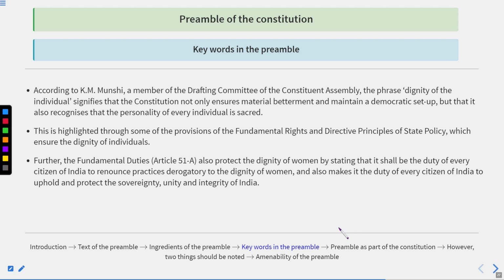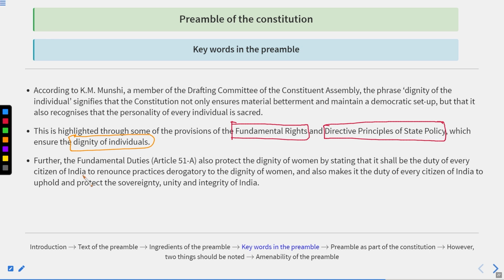Thereafter, according to K.M. Munshi, a member of the drafting committee of the Constituent Assembly, the phrase dignity of the individual signifies that the Constitution not only ensures material betterment and maintains a democratic setup, but also recognizes that the personality of every individual is sacred. Some of the provisions of the fundamental rights and the directive principles of state policy ensure the dignity of the individual. So remember, both the fundamental rights and the directive principles of state policy work together to ensure the dignity of individuals.